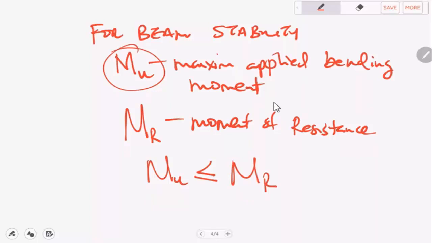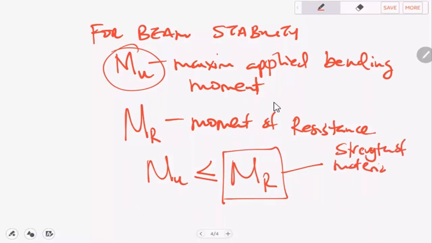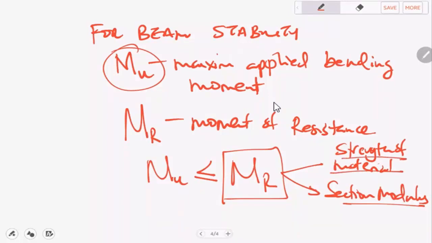Right? So the moment of resistance, where does it come from? It comes from the strength of material. It comes from the section modulus. Right. So the geometric properties which are defined by the section modulus, as well as the strength of material, which is defining the yield strength of the material, Fy. Those are the ones which make up the moment of resistance.